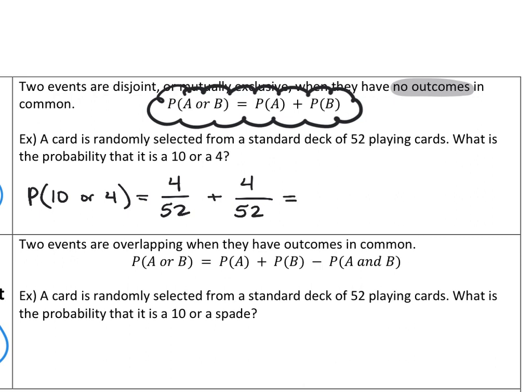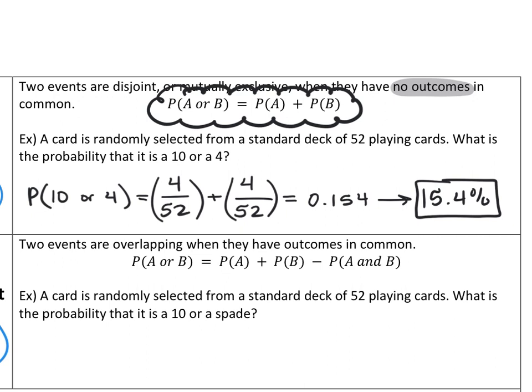So in our calculator right now, without using the fancy fraction, which means you're going to have to use parentheses, I want you to type parentheses 4 divided by 52 plus parentheses 4 divided by 52. It's 0.15 and then 3 something that would round it up, so we're going to do 0.154. Which means that we have a 15.4% chance of randomly drawing either a 10 or a 4 if you just randomly pluck a card out of a deck of cards.